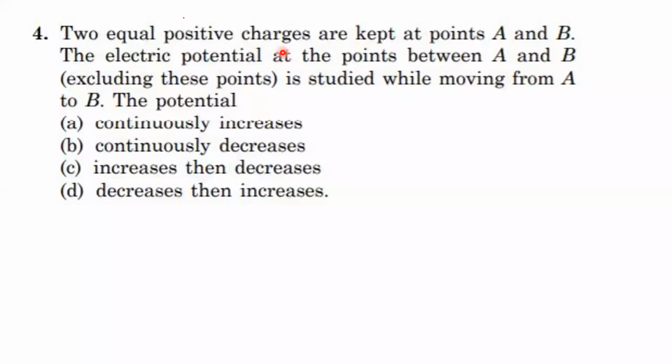Two equal positive charges are kept at points A and B. The electric potential at the points between A and B, while moving from A to B, the potential. Actually, here two charges are given. Let us assume this is charge A and this is charge B. These are separated by the distance R. We know the formula for potential is KQ by R.